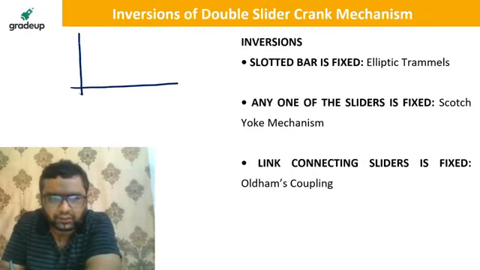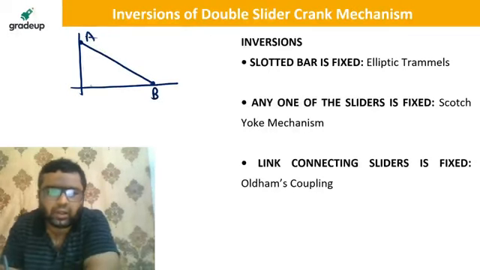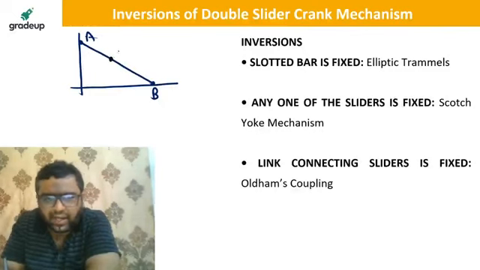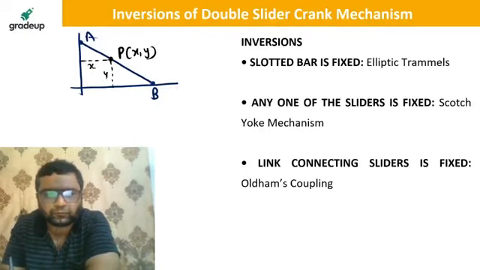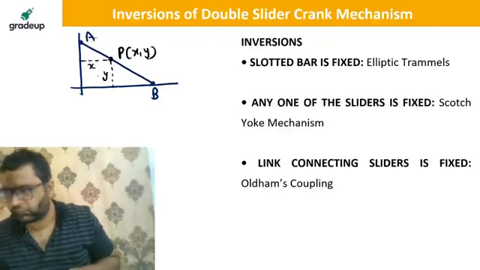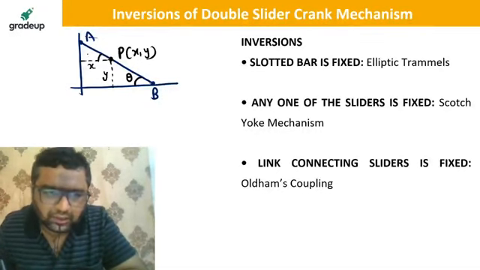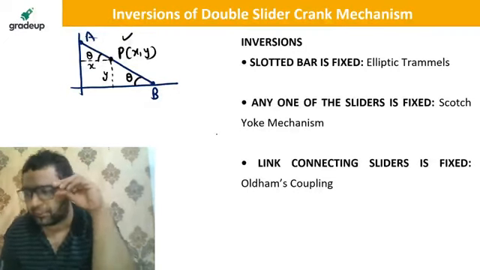We are taking this AB here, and on this AB, this is an arbitrary point P (x, y). This distance is x, this distance is y. So my dear, as you know, this angle is theta, this is also theta. We want to see the locus of point P during the motion of this mechanism.